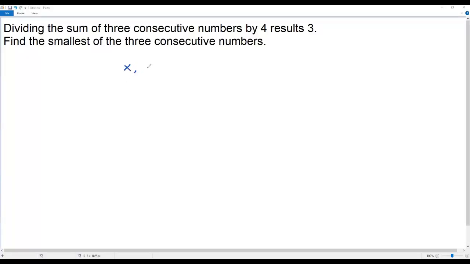What is the next consecutive number? I just have to add 1 to it to get the next consecutive number. So x positive 1. So after x positive 1, what is the consecutive number? Again, I have to add 1 to x positive 1 to get the next consecutive number. So there is x positive 2. So I assume x as the smallest of the three consecutive numbers. Actually, that is what I have to find.